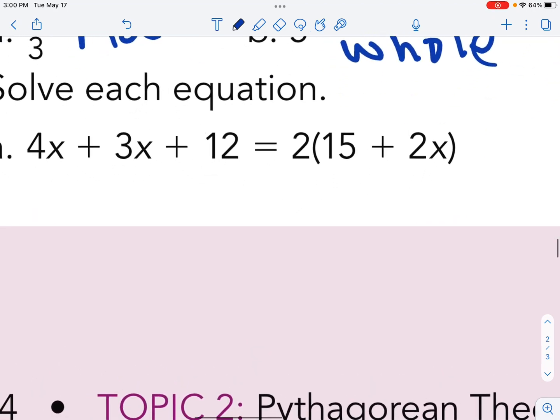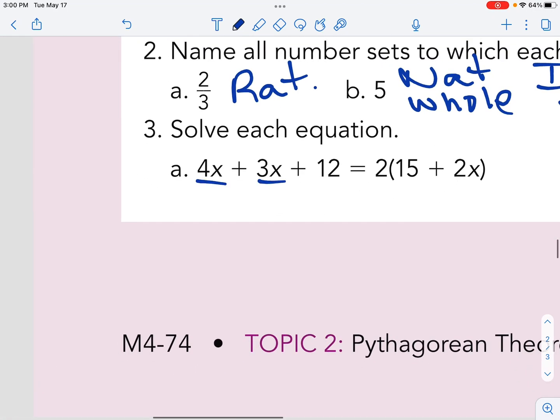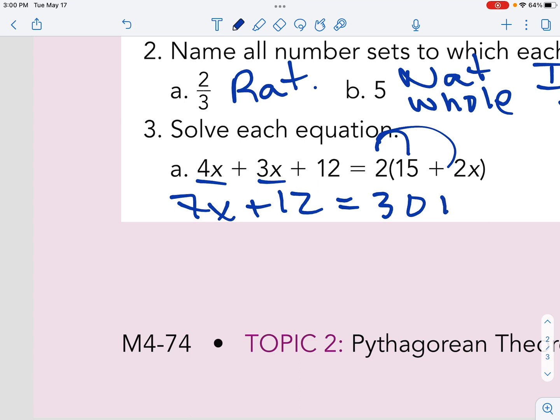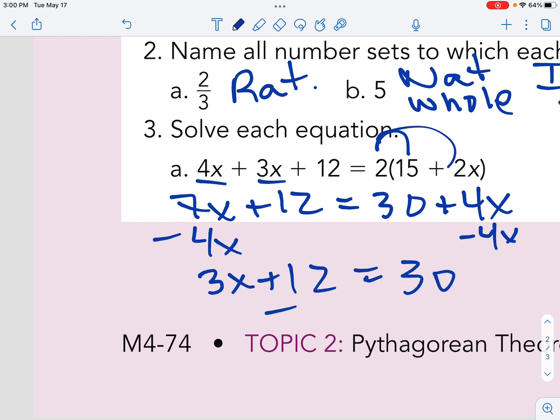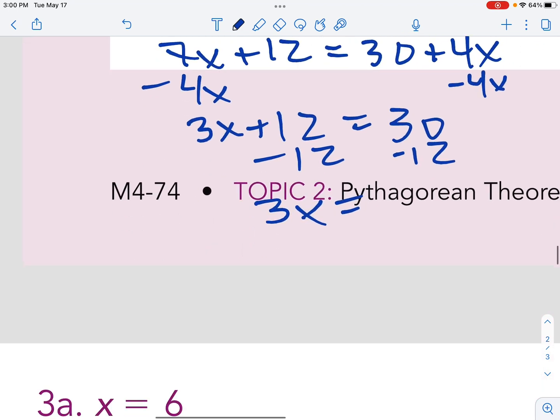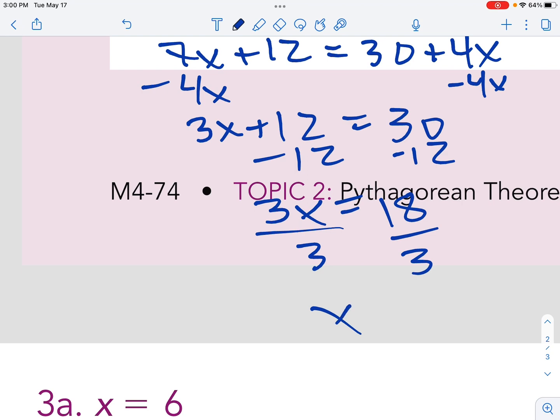Okay, so this one, let's see. I combine like terms. I get 7x plus 12 equals, I multiply here, I get 30. Multiply here, I get plus 4x. Subtract 4x from both sides, and I get 3x plus 12 equals 30. I subtract 12 from both sides, I get 3x equals 18. I divide by 3, and I get x equals 6.